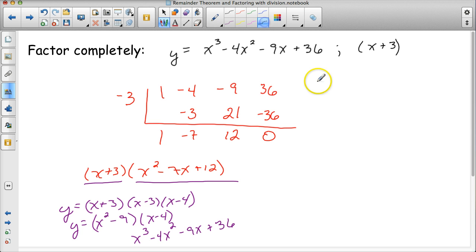And if you notice, we are back to where we started. So we know we factored completely because we had 3 linear factors. And we know that we factored it correctly because when we multiplied it back out, we got the same answer. Again, take the time to look at this.